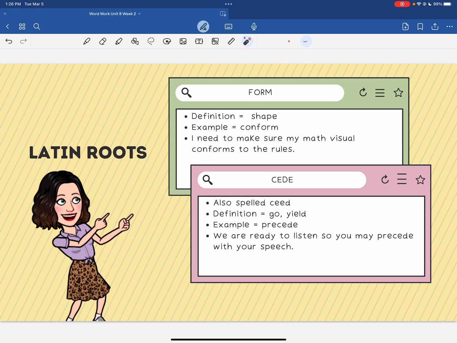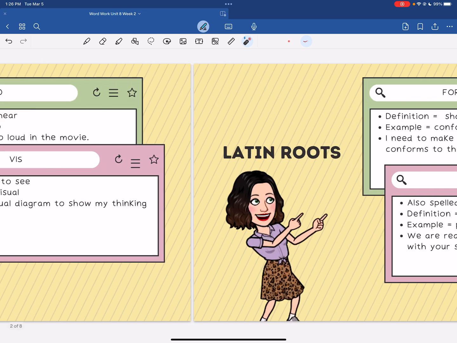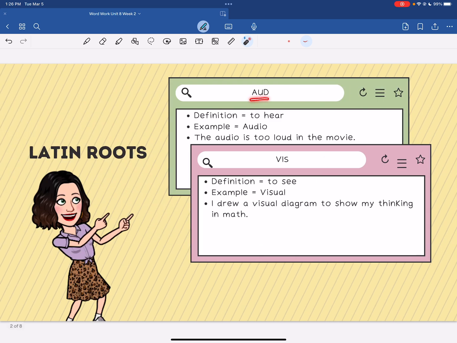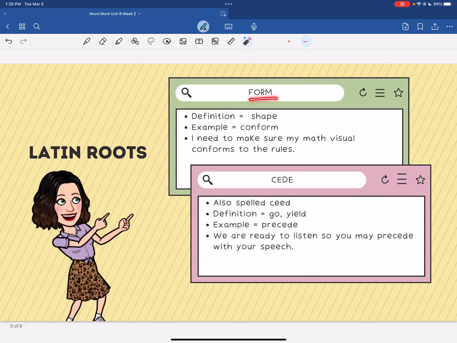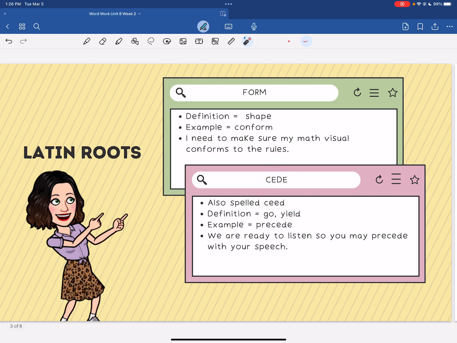These are the 4 words we're going to be talking about. Again, aud, to hear, vis, to see, form, to shape, and ced, go or yield, with the alternative spellings, which both mean go or yield.